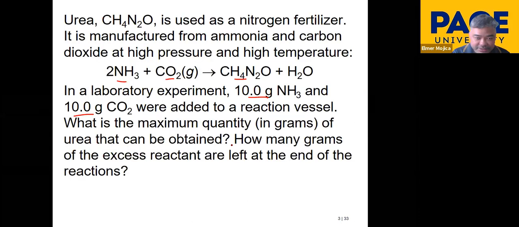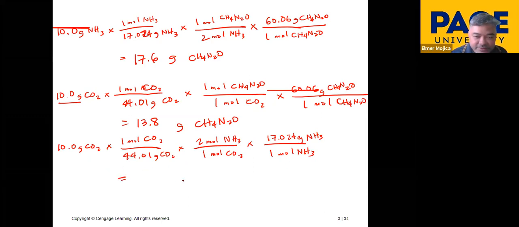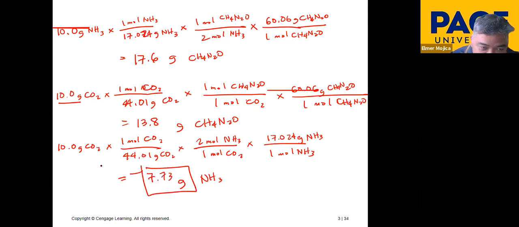So you're going to look at the stoichiometric ratio here. For 1 mole of CO2, you have 2 moles of NH3. And for every 1 mole of NH3, you have the molar mass of NH3, which is 17.024 grams of NH3. The one that is left there is the ammonia. And that's around 7.7. So this is the amount that reacted with the 10 grams of carbon dioxide.